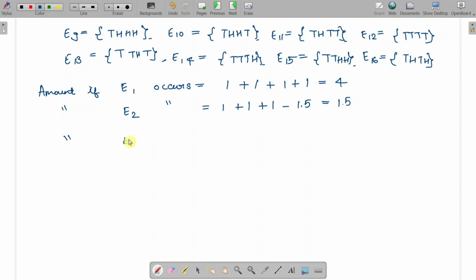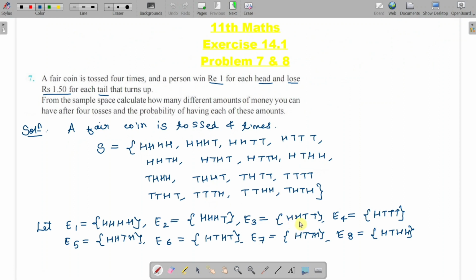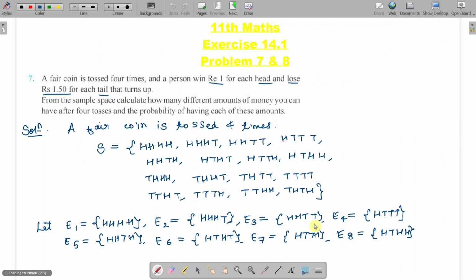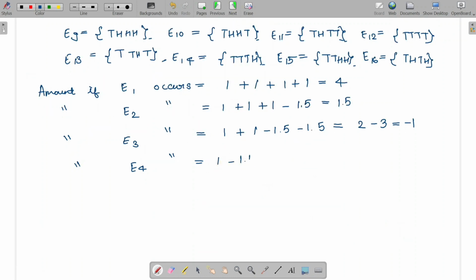Now if E3 occurs, so rupees 1, rupees 1, minus 1.5, minus 1.5. So 1 plus 1 is 2, and minus 1.5 minus 1.5 is minus 3, which will give us minus 1. Okay, so similarly E4 will be 1 minus 1.5 minus 1.5 minus 1.5, so 1 minus 4.5, and that is nothing but minus 3.5.